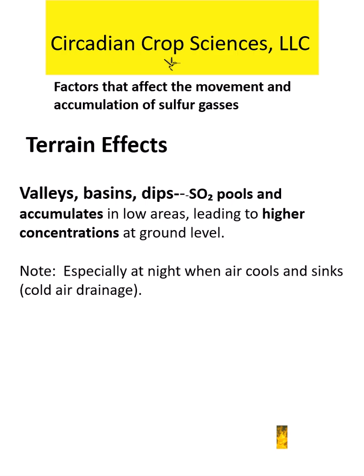So we know that sulfur is heavier than air. So if it's not disturbed by wind or convection, it's going to pool and accumulate in low areas, leading to higher temperatures at ground level and in these low areas. This is especially true at night when air cools and sinks. And so air itself, everything is draining towards low spots.